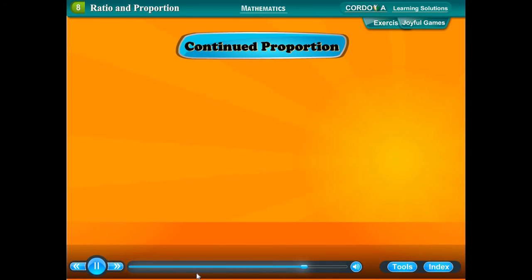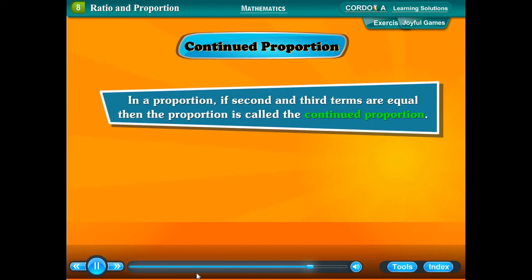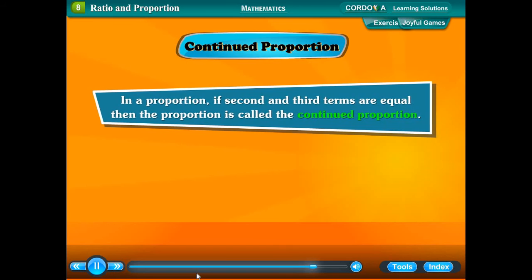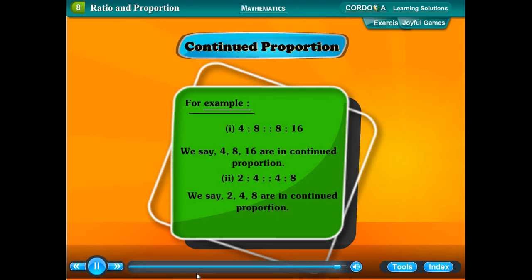Continued proportion. In a proportion, if second and third terms are equal, then the proportion is called the continued proportion. For example, 4:8 is as 8:16. We say 4, 8, 16 are in continued proportion. 2:4 is as 4:8. We say 2, 4, 8 are in continued proportion.